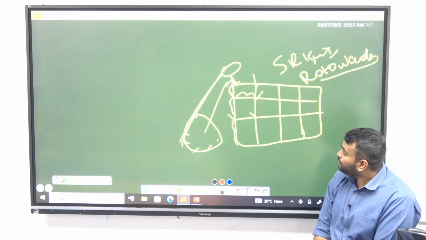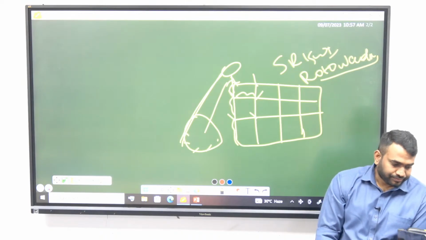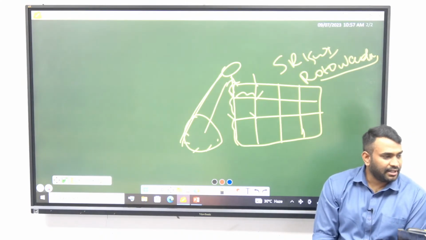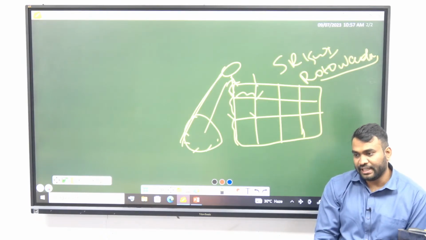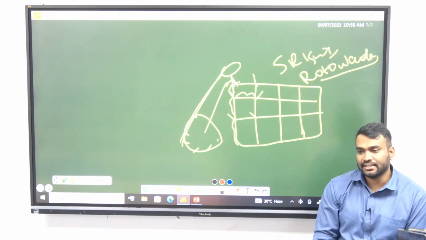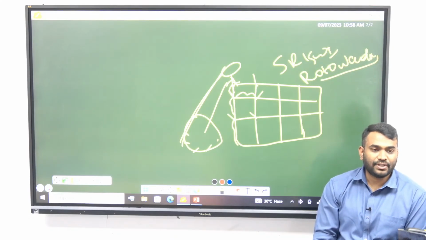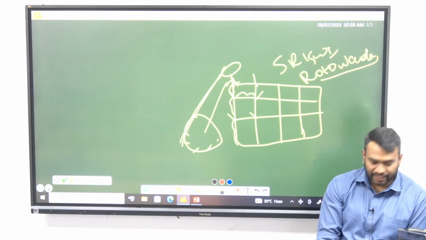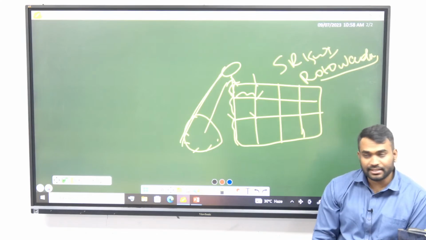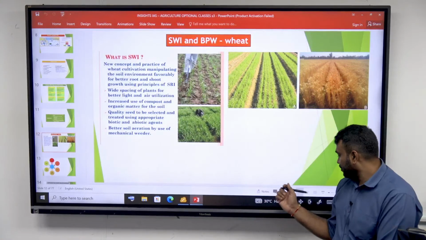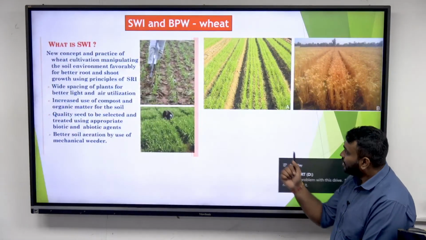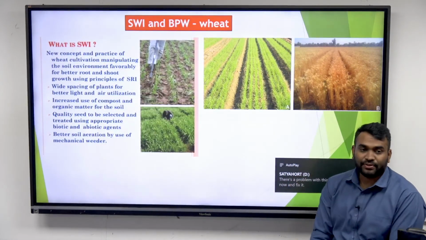So that is one of the important advantages of SRI. Plus, here, rather than going for puddling, we are going for irrigation. So no puddling will be there. And instead of excessive utilization of chemical fertilizers, we are going for organic fertilizers, right? And these are the major things which are different from the classical or traditional method of wheat cultivation to this SRI method.